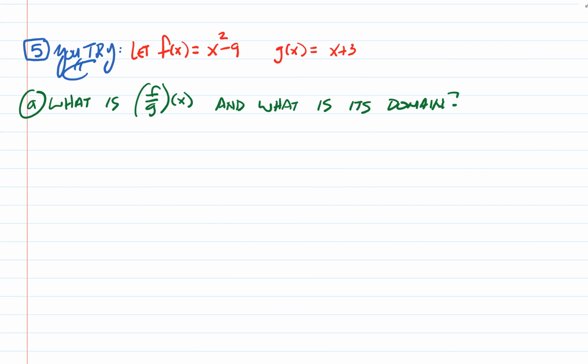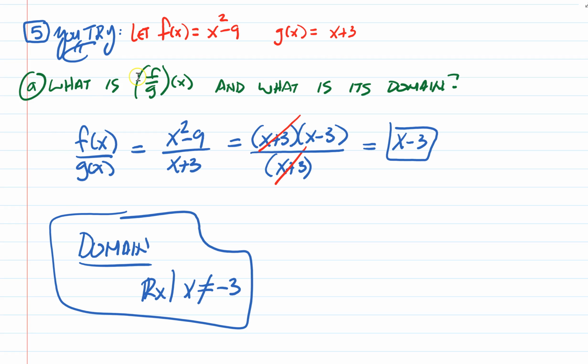Okay, box 5, last one. This is a you-try. So let's let f of x be x squared minus 9 and g of x be x plus 3. I want you to perform f divided by g of x and then tell me the domain. All right, so hopefully you got the real answer here. The expression is x minus 3 when I take f of x divided by g of x.